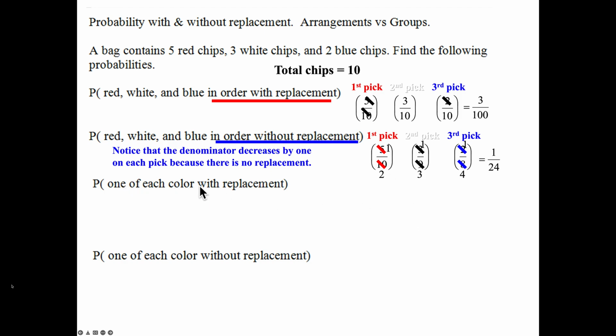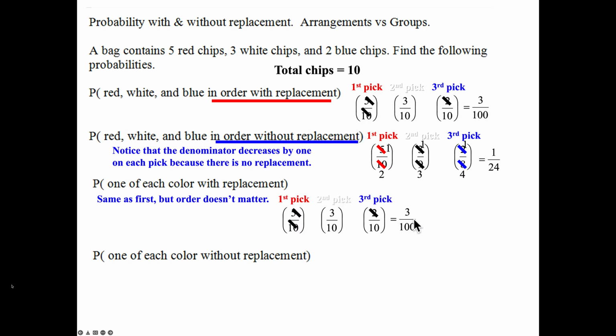So one of each color with replacement is basically the same probability you had up here. The 3 over 100, it's the same thing. But now that's specifically for red, white, and blue.